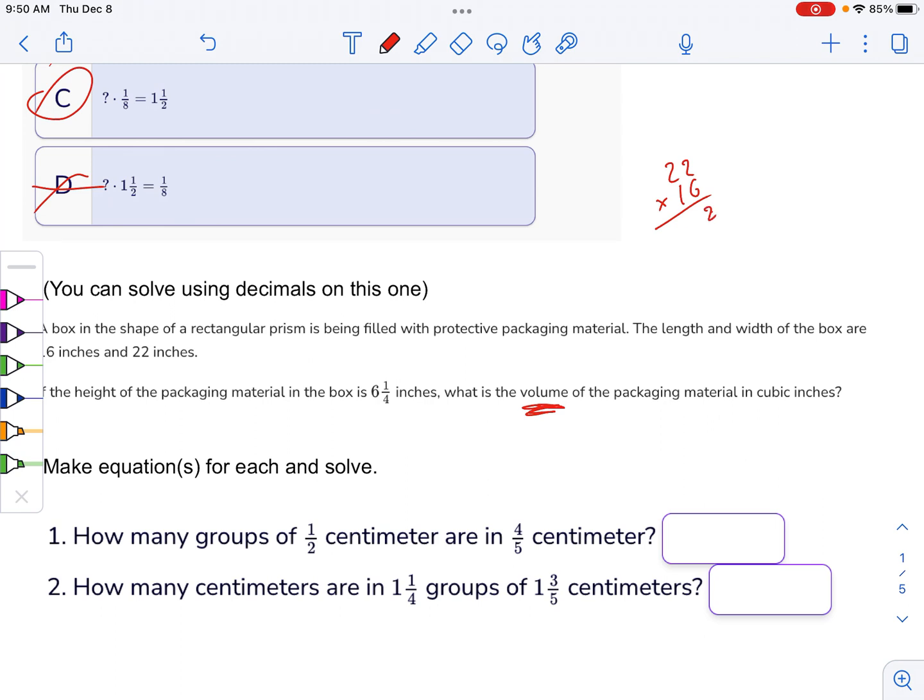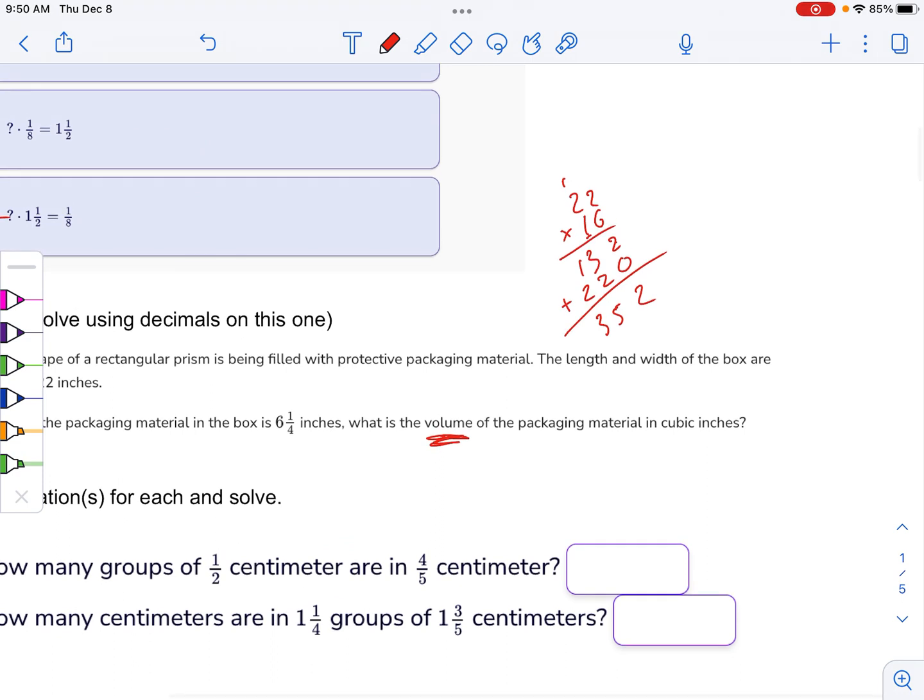So 6 times 2 is 12. Okay, and this 1 is not a 1, it's a 10, so I'm going to drop a 0 down here. 1 times 2 is 2. I'm going to add all that together, and I get 352. All right, that's length times width. Let's go ahead and do the height now. So I've got 352 times 6 1/4.